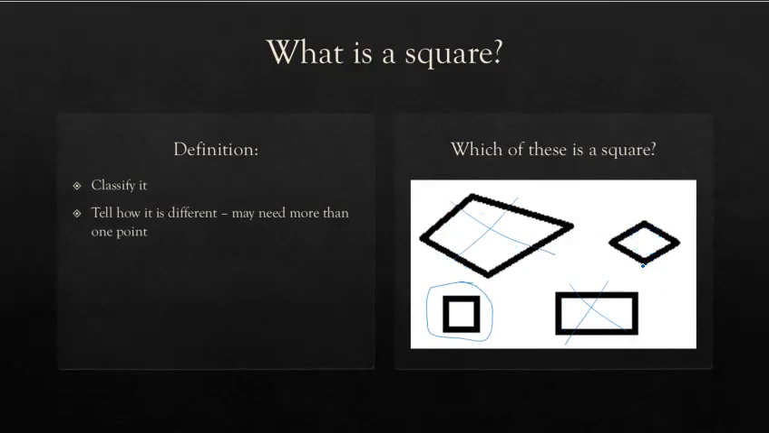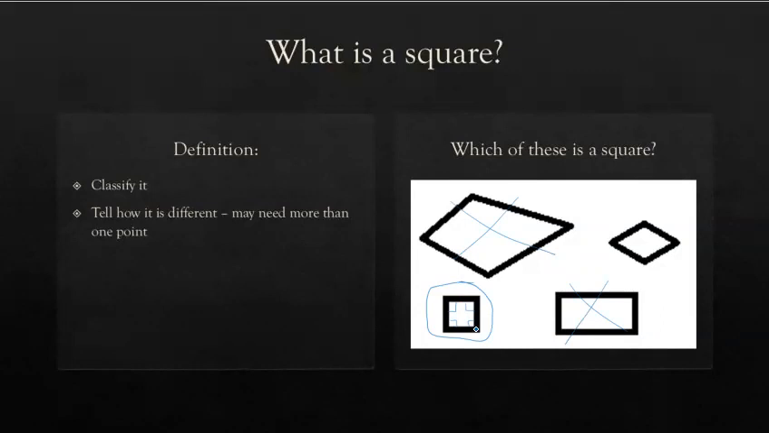Maybe we should add to our definition that it needs to have 4 right angles. So a square is a figure with 4 equal sides and 4 right angles. You may define that a little differently and say that a square is a 4-sided figure that has all sides congruent and all angles measuring 90 degrees.